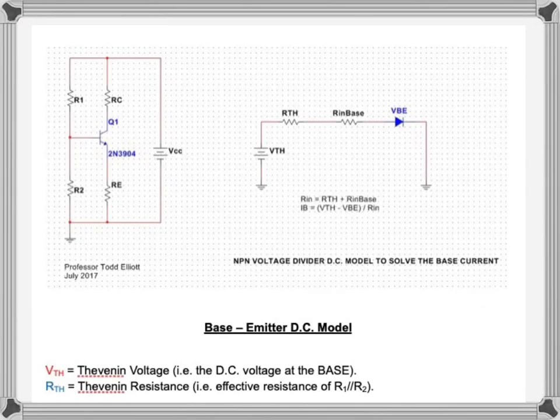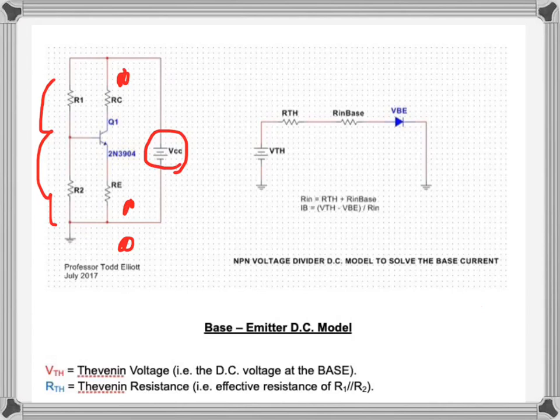So here we have the basic circuit over here on the left, and the voltage divider gets its name for the voltage divider relationship between resistors R1 and R2. You'll notice that we have a single power source, VCC, and we have a collector resistor and an emitter resistor.